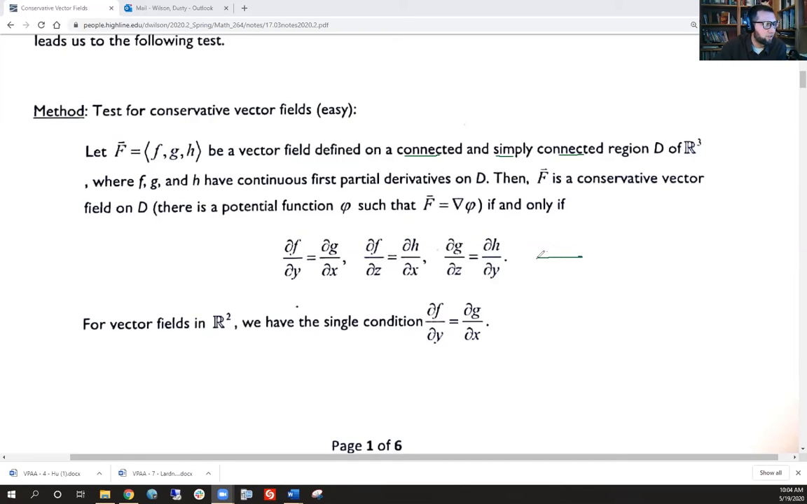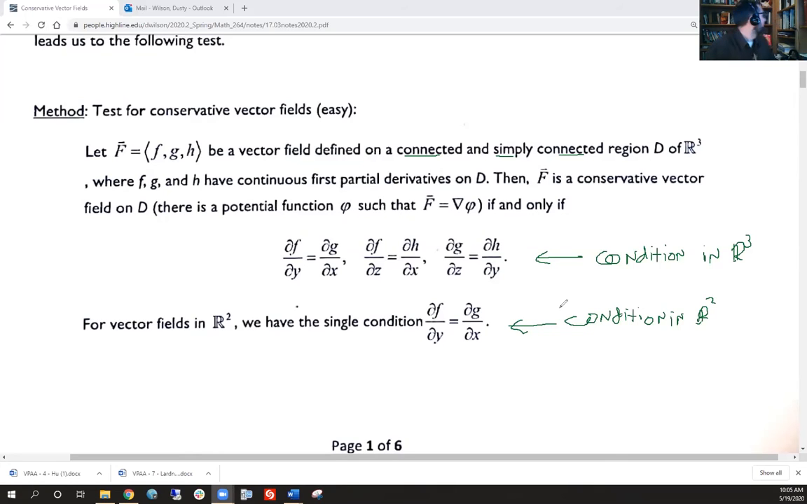So here's the condition in R3. And here's the condition in R2.